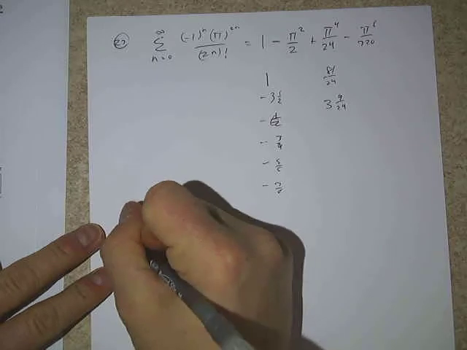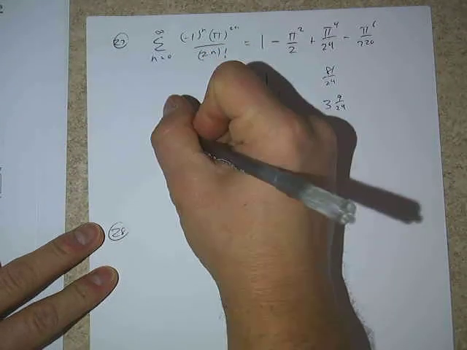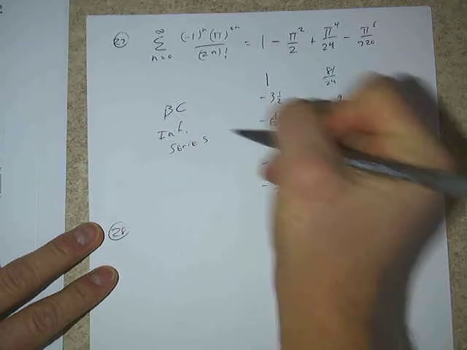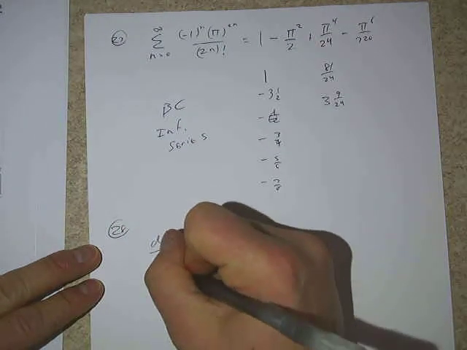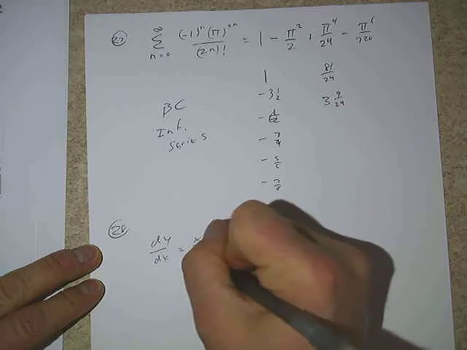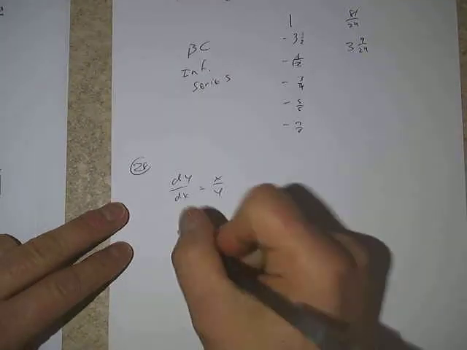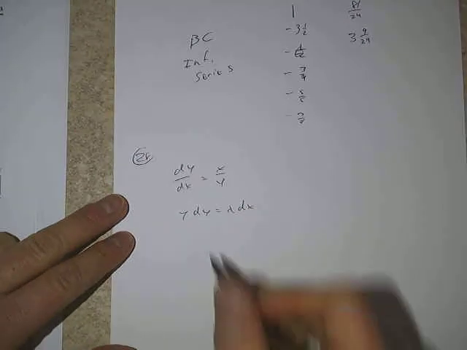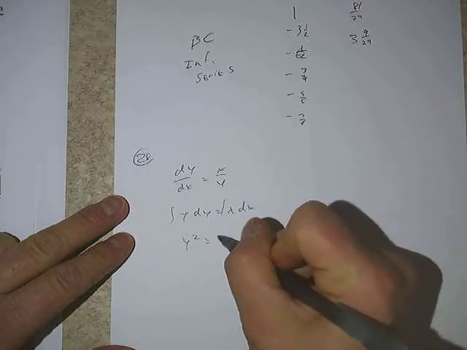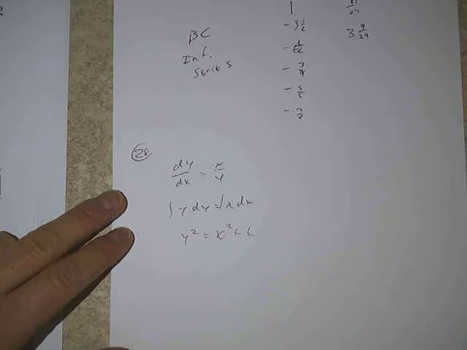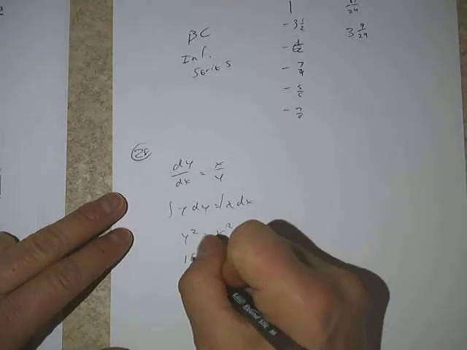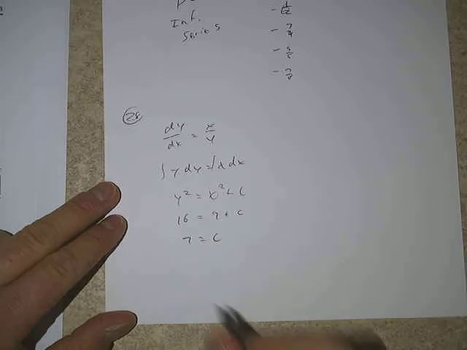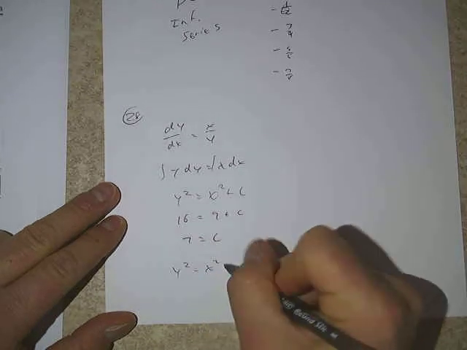On 28, we got a, and keep in mind that's a BC problem, infinite series. 28, we have a differential equation. So remember the way we solve differential equations is we separate variables and then integrate. So we get y squared equals x squared plus c. And remember, we're going to put that c in immediately. So if we put in a 4, we'd get 16 here, 9 here. So that'll give me 7 equals c. So that means I'd have y squared equals x squared plus 7.